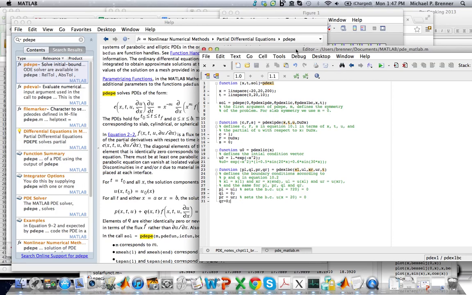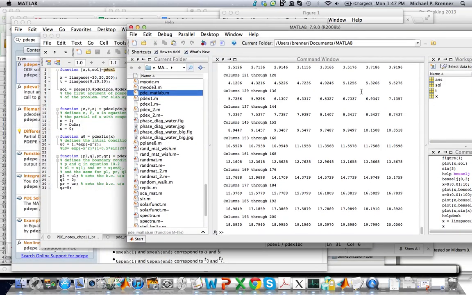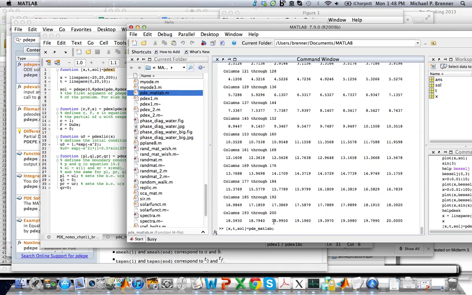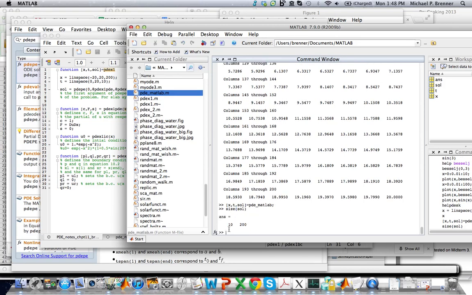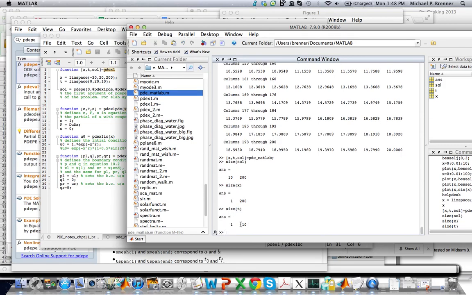Now if we run it, we can do so by doing the following. I just write that, and that will run it. I called it pdeMATLAB, and it outputs x, t and the solution. Let's see, here we go. If I type the size of the solution, you see the solution is 10 by 200, the size of x. x is 200, and for t, there are 10 time steps. So this sol gives us the solution at each of the time steps.